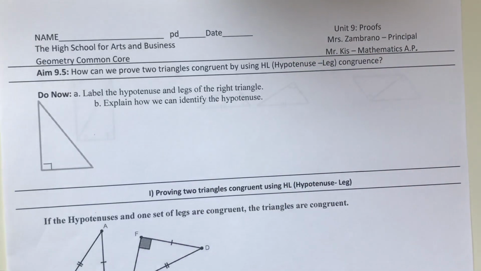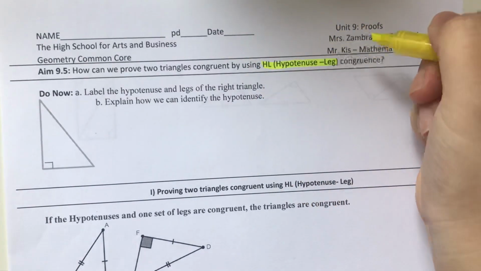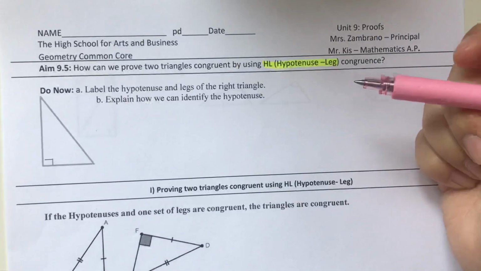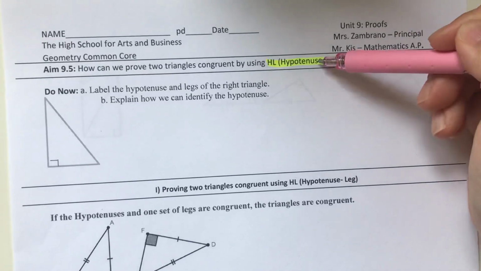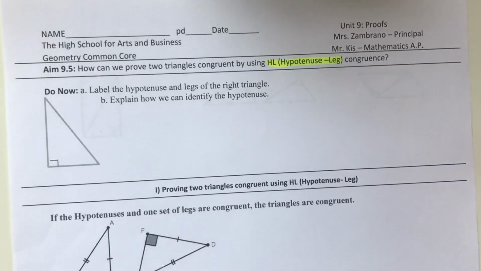Today is the last lesson of Unit 9 and that is HL, hypotenuse-leg. So I'm going to highlight it for us. High leg. Alrighty, let's look at leg, meaning a leg of a triangle, and hypotenuse, or H. Let's jump into the do now.